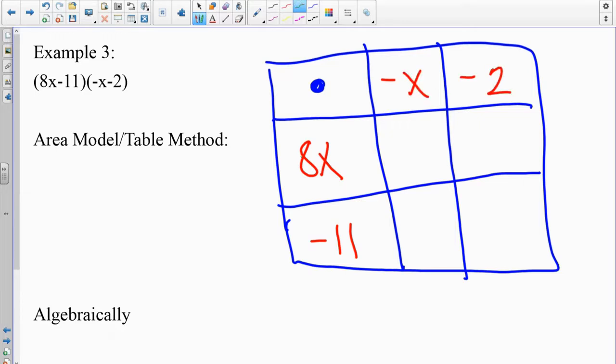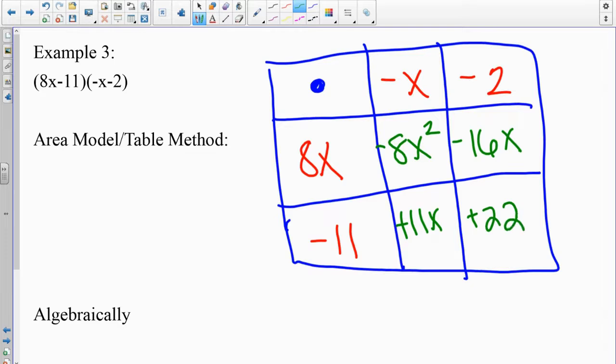So we're going to multiply here. We get 8x is one side, negative x is the top side. This is negative 8x squared. It's kind of like a Punnett square if you ever did that in science, to find dominant recessive traits. Same idea here. We get negative 2 and 8x, which would give us negative 16x. This one is negative x times negative 11 gives us a positive 11x. And then down here in the corner, we have negative 11 and a negative 2, which gives us a positive 22.